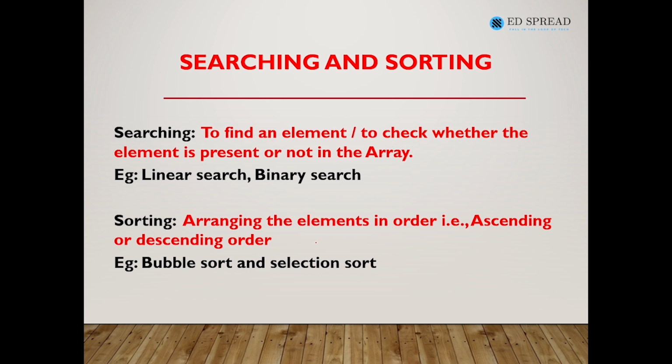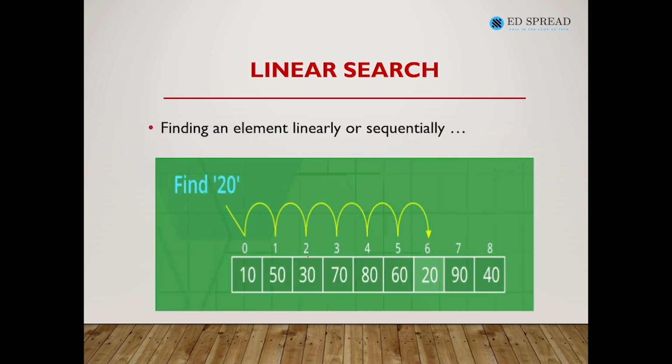Sorting is nothing but arranging the elements in an order, that is either ascending order or descending order. Ascending order is nothing but small number to bigger number, and descending order is nothing but bigger number to smaller number. So it is bubble sort and selection sort. So let's find, now these are the array elements. Whenever I want to search for a particular element, I'll find the find option and I'm going to press Ctrl F.